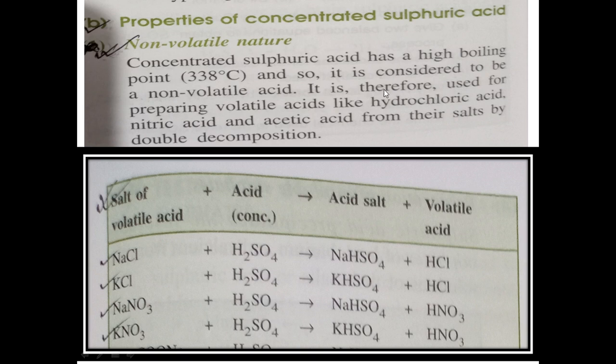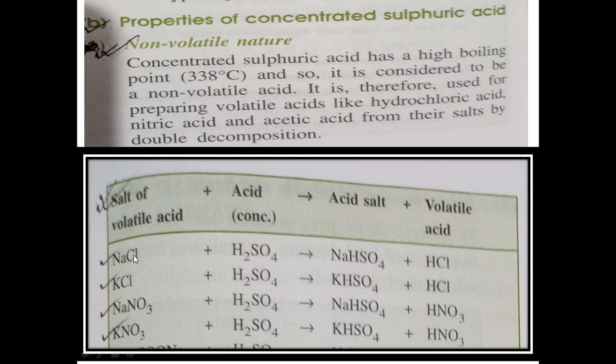It is therefore used for preparing volatile acids like hydrochloric acid, nitric acid, and acetic acid. That's why, while preparing all these acids, sulfuric acid is used, because it is non-volatile, and they can be formed from their salts by double decomposition. You can see here the salt of a volatile acid and concentrated sulfuric acid. So what products will you get? Acid salt plus volatile acid.